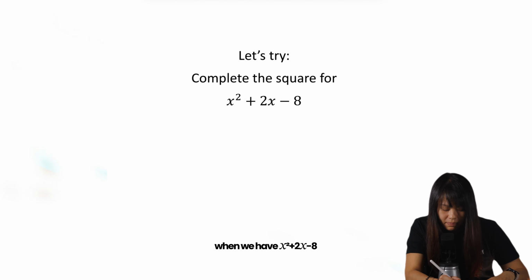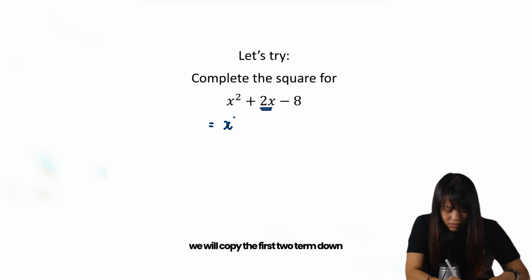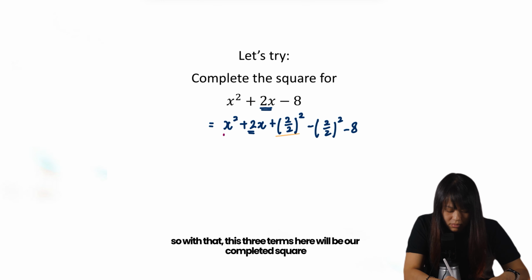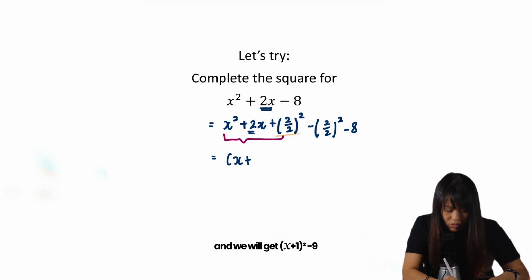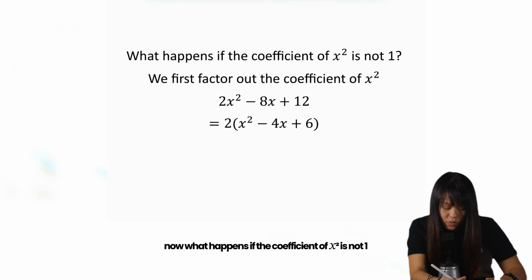When we have x² + 2x − 8, how do we complete the square? Recall that we need half of this, squared. So first of all, we copy the first two terms down and we add half of this and square it. Now when we add this term inside, we need to subtract it off to make sure we don't change the equation. So with that, these three terms will be our completed square, and we'll get (x + 1)² − 9.